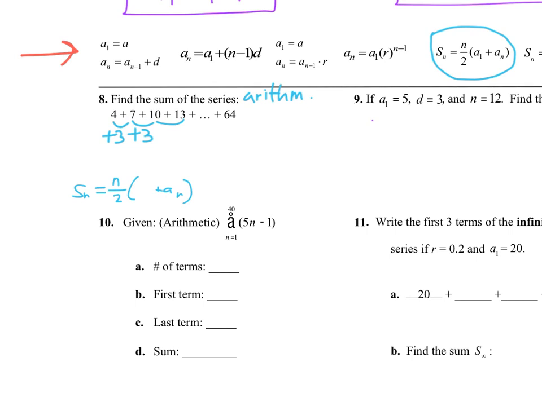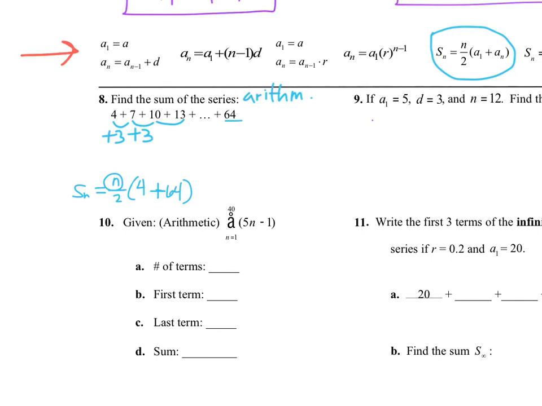Why are my 4s so horrible on here? I'm so sorry. 4. And then our a sub n, that's our last term, we know is 64. So really all we're having to figure out is n, how many terms this has.